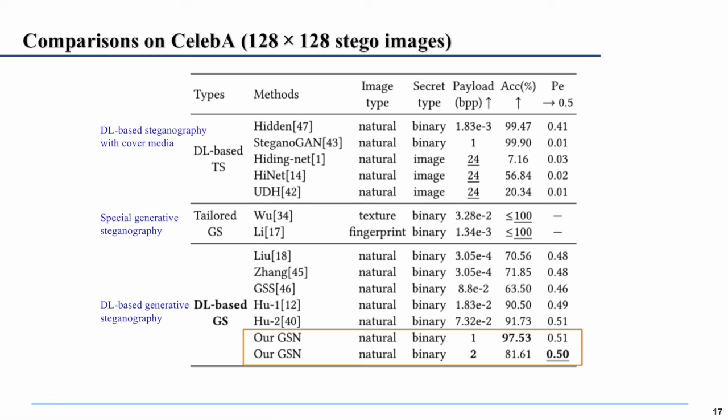Compared to tailored GS schemes, our GSN can generate realistic natural images with a much higher payload. In DL-based GS schemes, our GSN outperforms the other works overall. The payload is more than 11 times higher than that of theirs. Meanwhile, better ACC and P values are obtained. What's more, our work can generate stego images of higher quality.